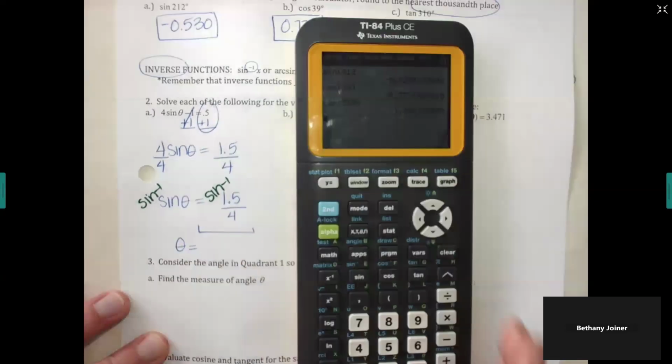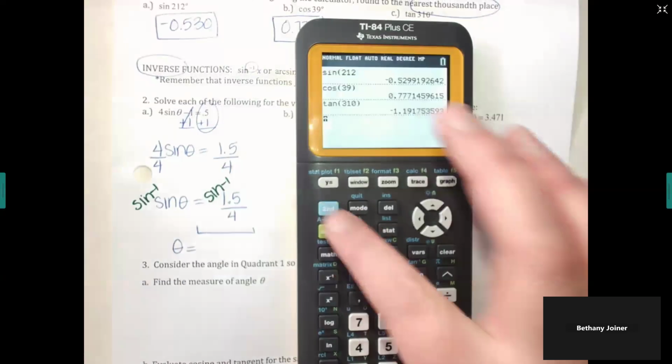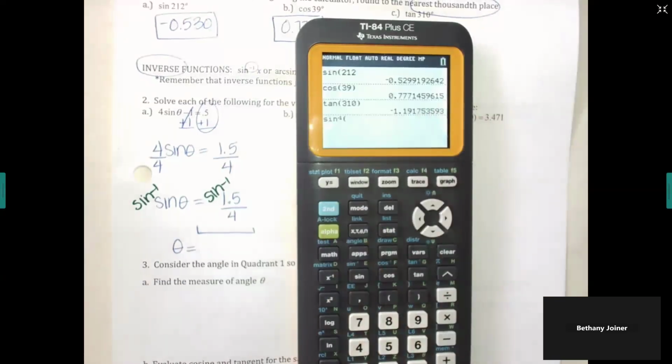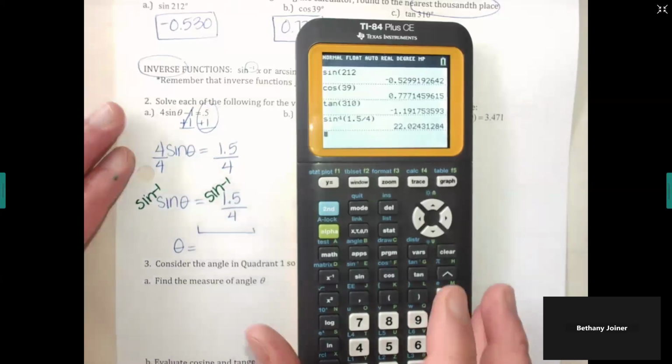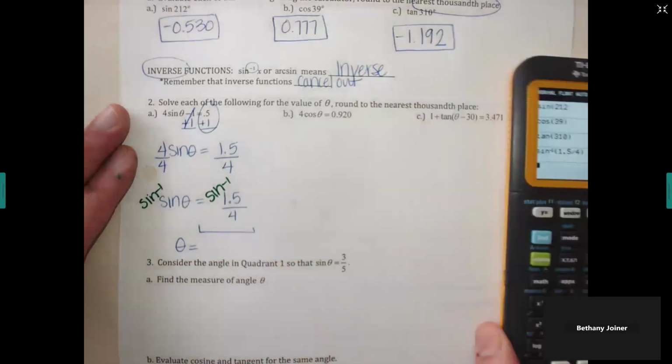Now on your sine button, you'll notice that in blue right above it, it says sine negative 1. That's what you want. So you're going to push second sine to get to the inverse. Then I'm going to use my 1.5 divided by 4. If you want to use the pretty fraction, you can, but you don't have to. So we got 22.024. 22.024.